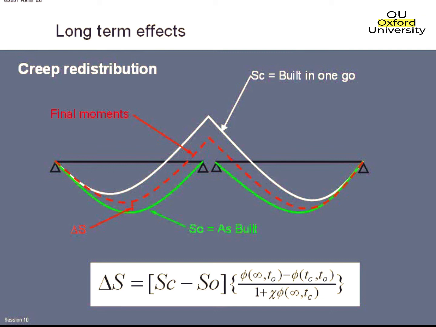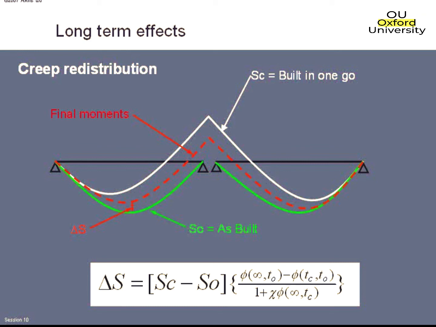The change in bending moment is equal to the bending moment we got building it in one go at any location, minus the bending moment that we got following the actual construction sequence, times a factor to do with the creep factors. This is basically the factor that tells you how far you are between the two extremes. And this factor, phi(infinity, t0), is the creep factor for the beam to time infinity, given that it was first loaded at t equals t0.